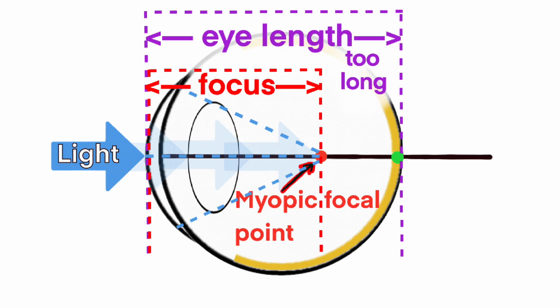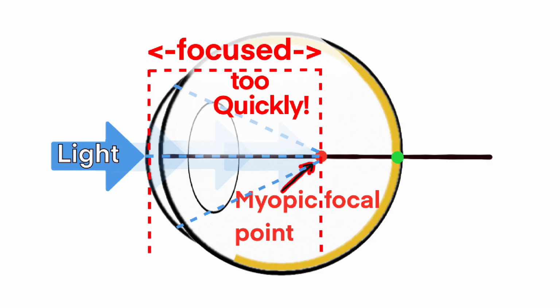There are several reasons that the light falls short. It can be because the eye is longer than its focus, or the surfaces and the areas that bend the light in the front of the eye are too curved, too powerful, and they focus the light too quickly before it can reach the back of the eye, or a combination of the two.